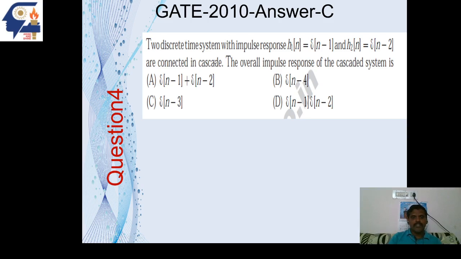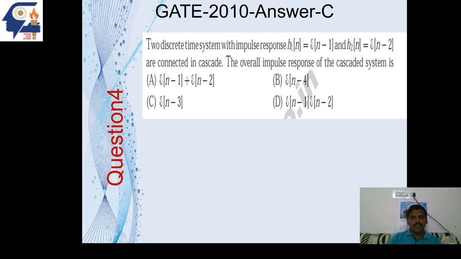So the answer is A. Now we see the next question, GATE 2010. Two discrete time systems with impulse responses h1 of n equal to del of n minus 1 and h2 of n equal to del of n minus 2 are connected in cascade. Cascade means multiplication. Then what is the overall impulse response of the cascade system? The overall impulse response is equal to h1 of n convolution with h2 of n.